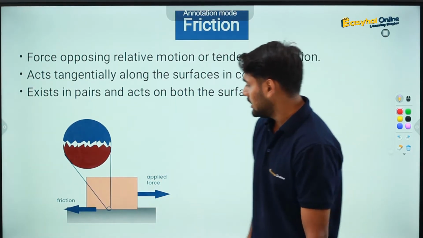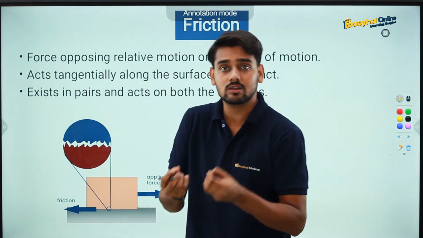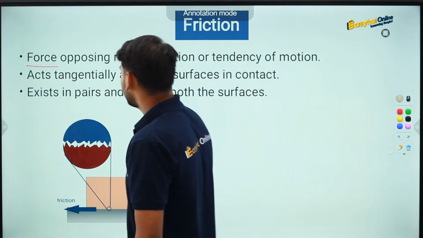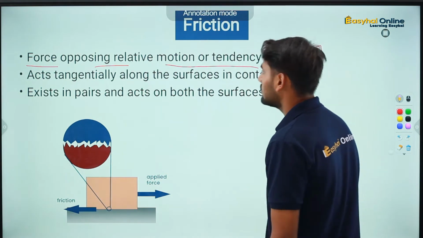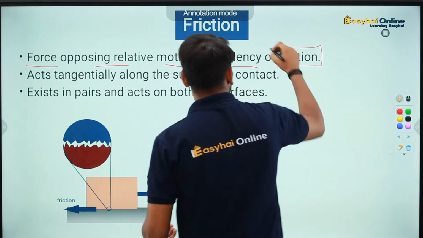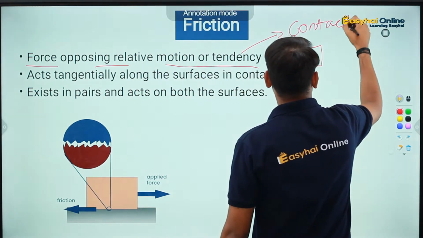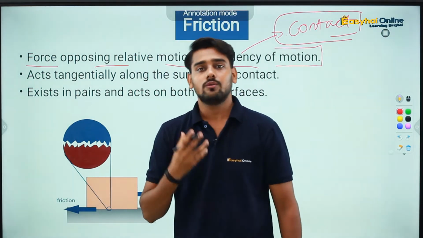So we'll talk about that, but the basic thing is, let us understand where friction comes from, where this force is originating from. First of all, the force which is opposing relative motion or tendency of motion is known as the friction force. In this case, the two objects always need to be in contact with each other. If there is no contact between the objects, there is no friction.